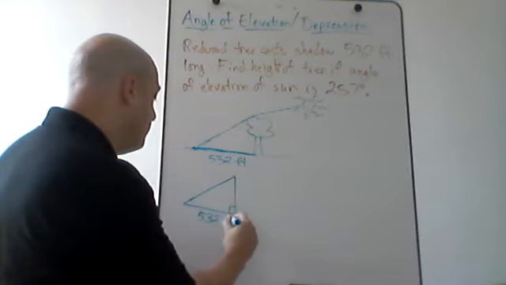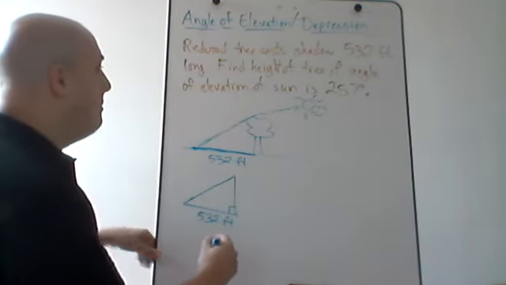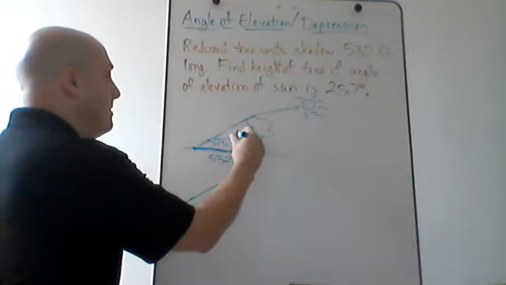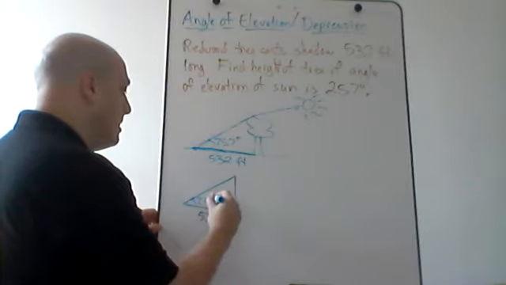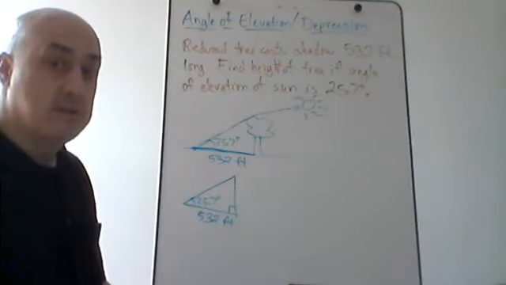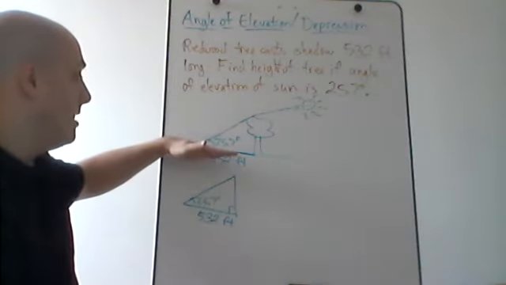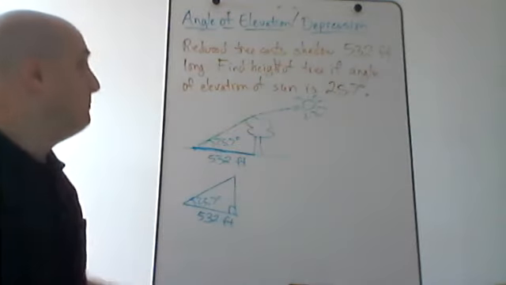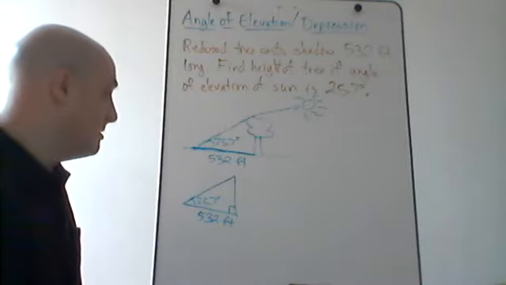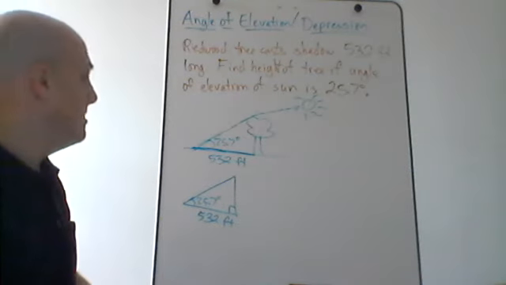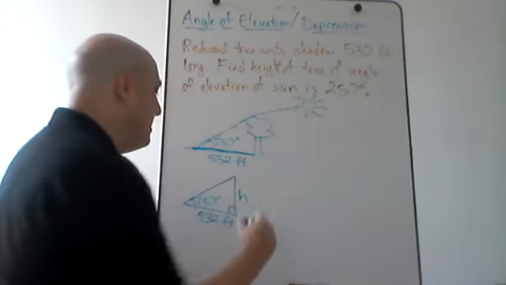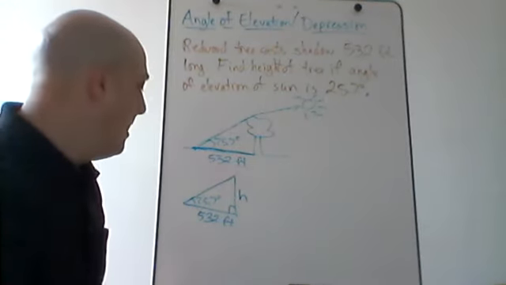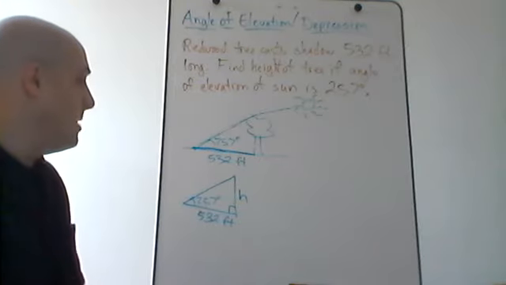So 532 feet is this side, and we know that the angle of elevation of the sun is 25.7 degrees. So this angle down here is 25.7 degrees. Right, angle of elevation, again, from the horizontal up, if I look from the horizontal straight up towards the sun, it's an angle of 25.7 degrees. All right, and what I'm asked to find is the height of the tree. So I want to find this side of the triangle over here that I labeled H for height. All right, so there's the situation.